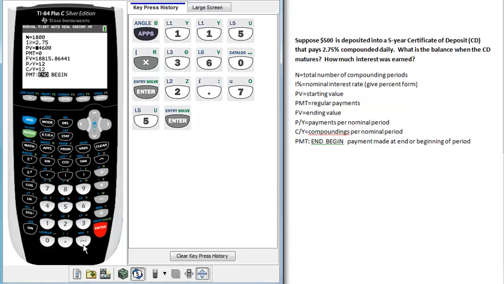Now here's one of the catches I want to bring your attention to. I'm going to type in a negative 500.